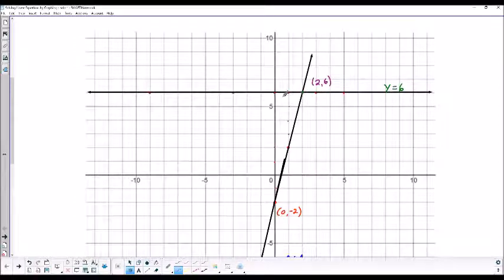And so that means that when y equals 6 in the equation y equals negative 2 plus 4x, we see that the x value that makes this true is the x value of 2. So when you have the equation 6 equals negative 2 plus 4x, by graphing, we see that x equals 2, and that will make this equation true.